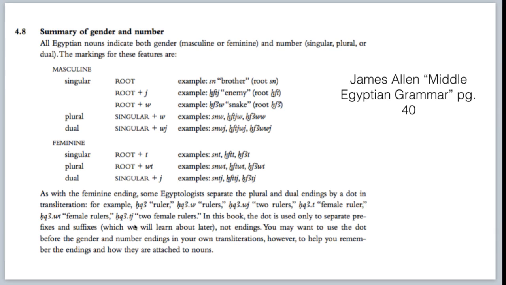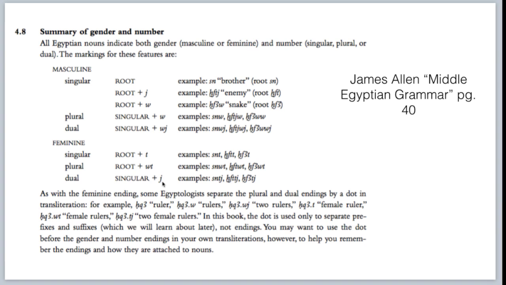Now, here's a summary from James Allen as well. Same book, just the next page. We're going to skip down to feminine. He says feminine singular is the root plus a T. Gives examples. Feminine plural, he gives a root and WT. Gives examples. The dual, he gives the singular form plus the Y. In his transliteration system, he puts a J. The J and the Y in transliterations are interchangeable depending on which system you adhere to.